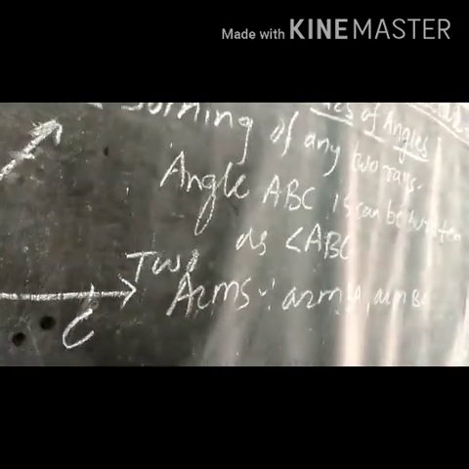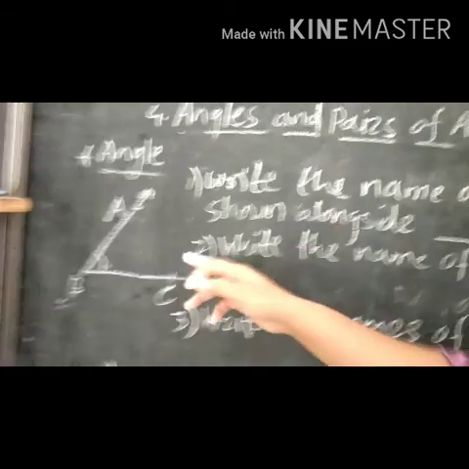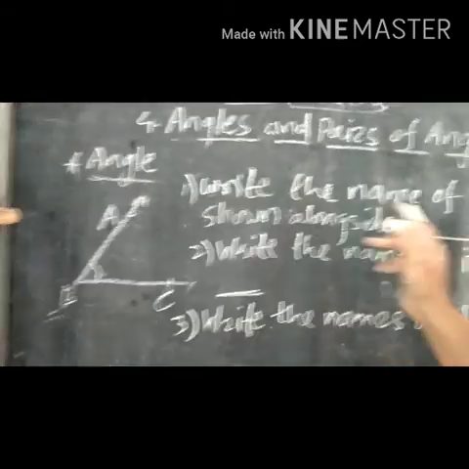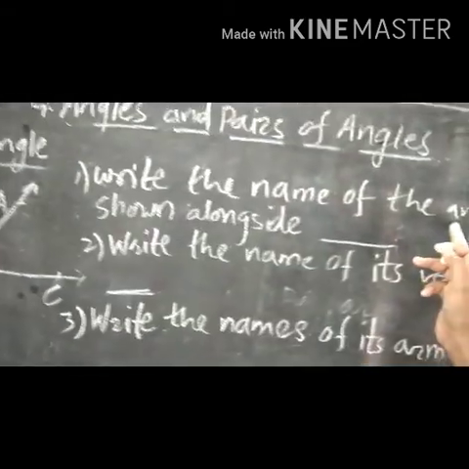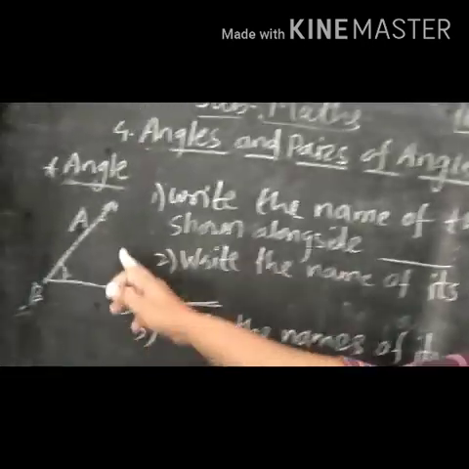So let us see the next example. Now see the angle shown alongside. Here we have to write the name of the angle, the name of its vertex, the names of its arms, and the names of the points marked on its arms. So let us see. We have the same diagram, angle ABC. Write the name of the angle shown alongside. So here angle ABC is given.